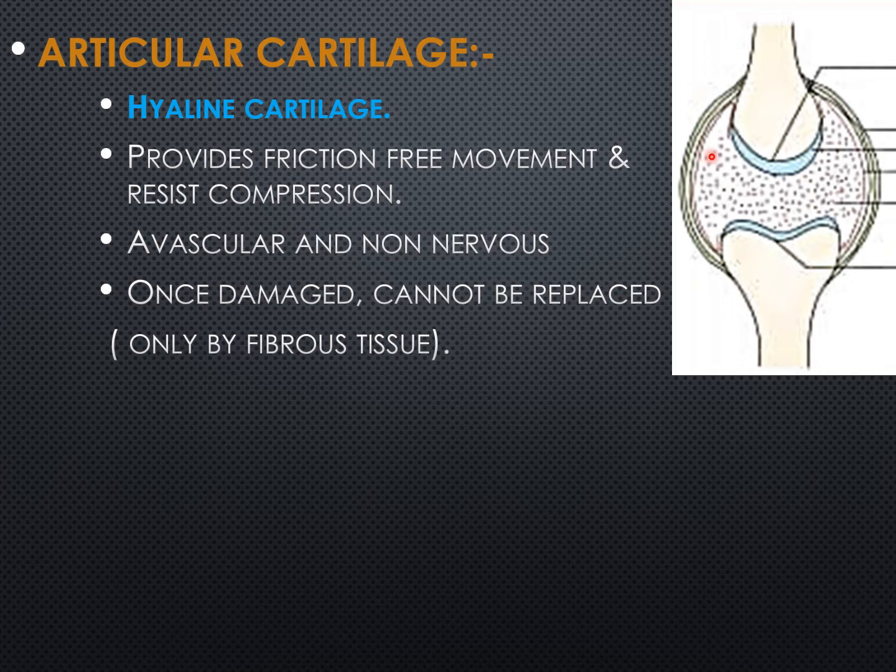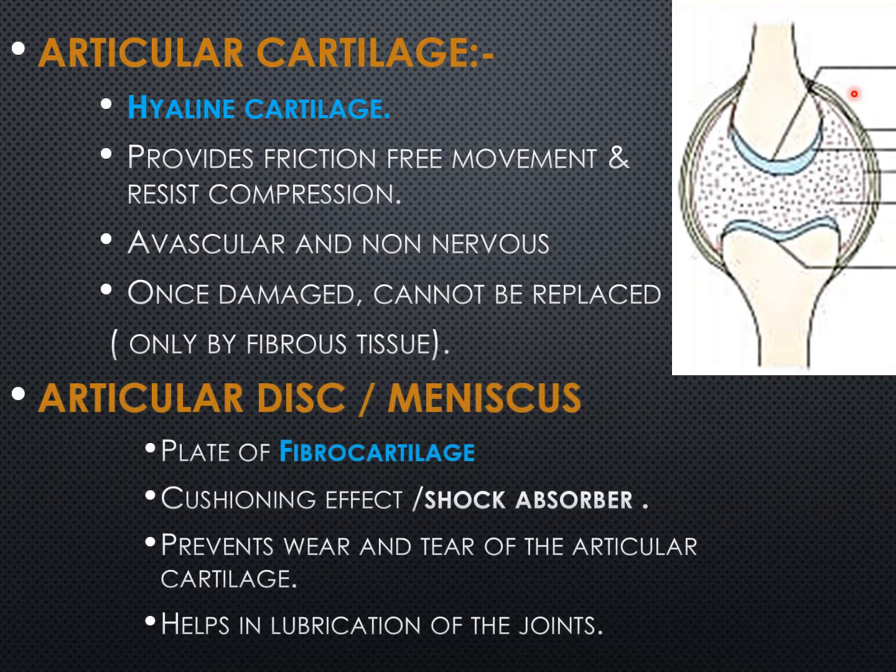And if this articular cartilage is damaged, it cannot be replaced. It is going to be replaced only by fibrous tissue. So that is about the articular cartilage that is seen at the articular surfaces of the bones. Now coming to the articular disc or the menisci. In some joints, the joint cavity is divided into two, completely or partially, by a plate of fibrocartilage intervening between the two bone ends. Okay, so it's a plate of fibrocartilage between the two bone ends.